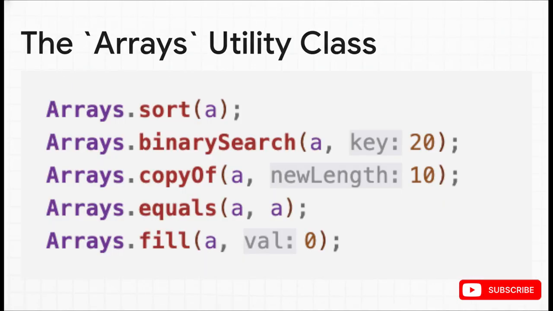Now, the array object itself is pretty simple. It doesn't have a bunch of methods. But Java gives us this incredibly powerful helper called the Arrays utility class. This thing is packed with super optimized methods for all the common stuff you'd want to do. Sorting, searching, copying, you name it. It's your go-to toolkit for working with arrays.